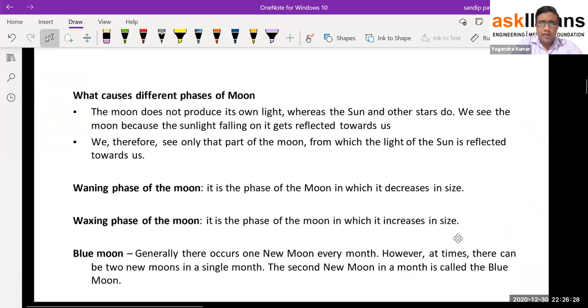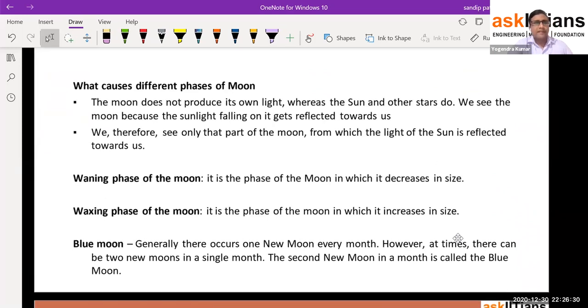Now, what are the causes of these different phases of the moon? As I said, the brightest thing you will observe in the sky any day, except Amavasya, the no moon day, is the moon. So tell me, can the moon have its own light? No, obviously not. The moon does not have its own light. So why can we see the light of the moon?